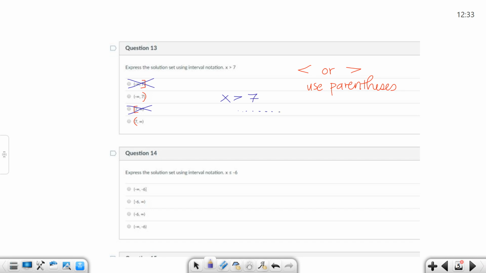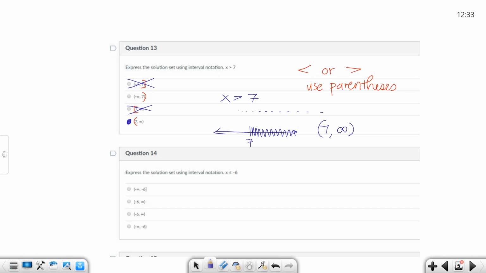Now here's how it looks. Okay, see how it's pointing in this direction? That means on a number line, it's going to go in this direction. So you would start at 7 and go to infinity. Infinity always takes parentheses, and you'll have a parenthesis on the 7. So that's what your answer would look like.